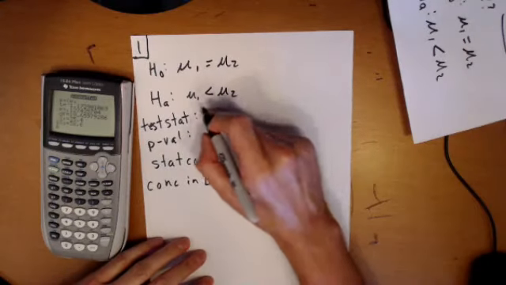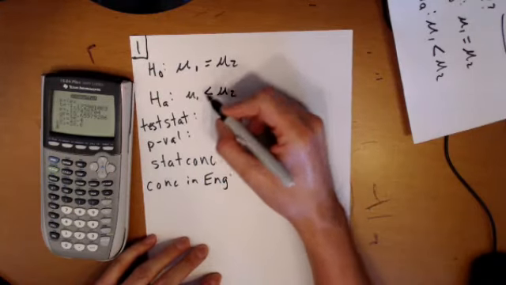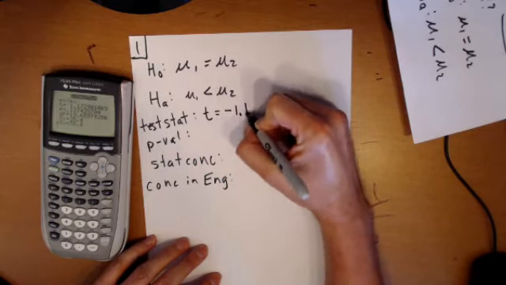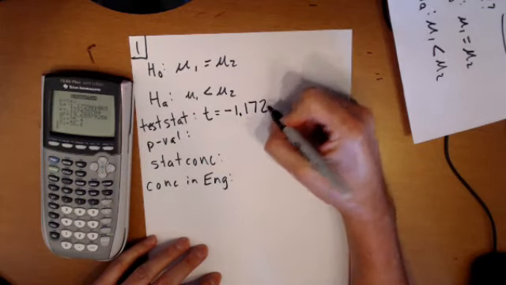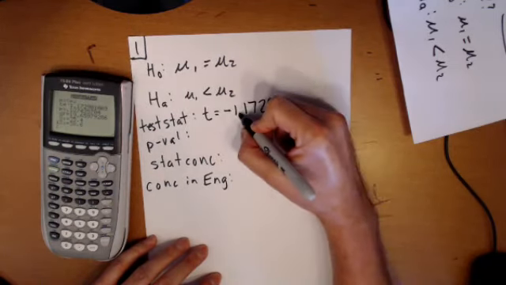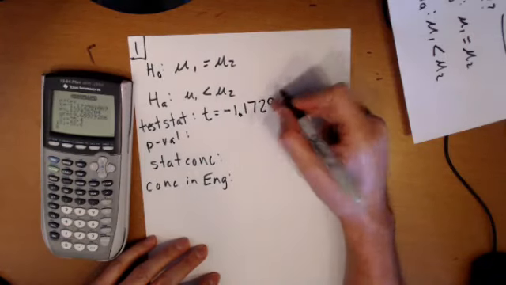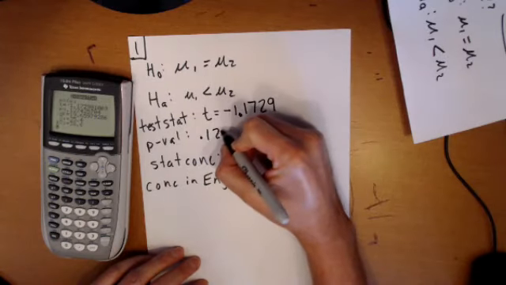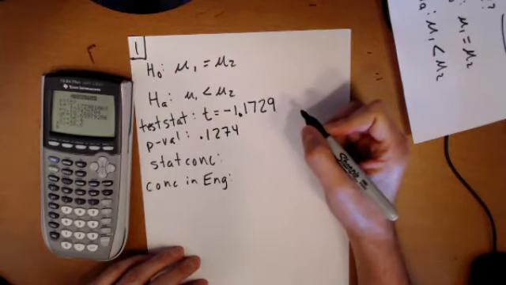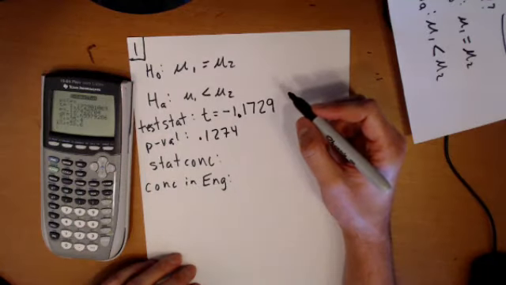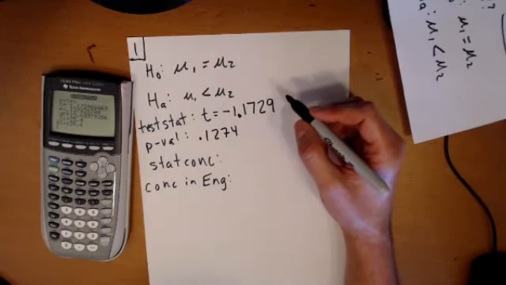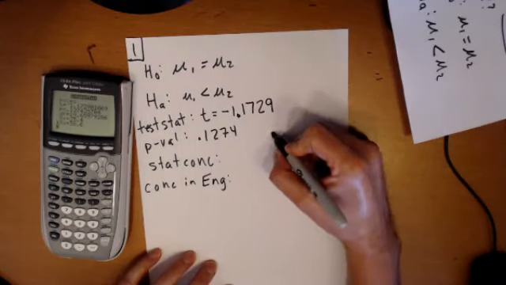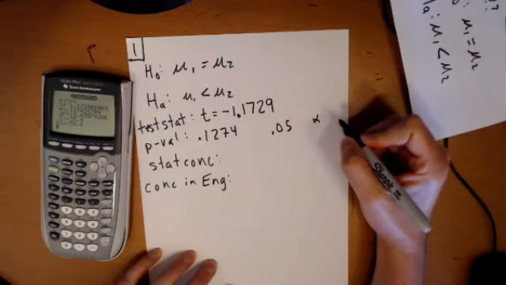Our test stat, just don't write the number. Write what it is. Z, T, F, it's T. T is equal to negative 1.1729. No reason why I rounded to the fourth, but looks good. Right below it is P. P equals 0.1274. Remember our significance level, let me double check, I think it's 5%. Yep, 0.05. How does this p-value compare to our alpha of 0.05?